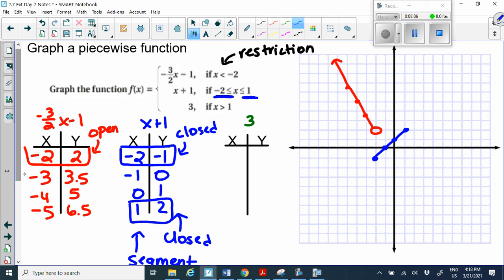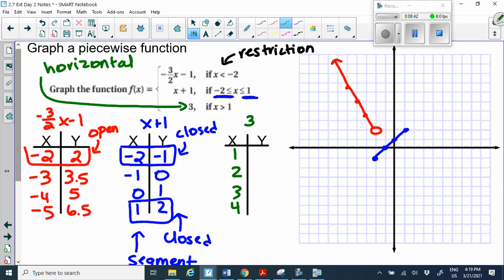Okay, so now our last one, we have 3. So remember, x is greater than 1. We start at the restriction, no matter if there is or is not an equal bar. Now, since x is greater than 1, is that saying we need numbers larger or smaller? Bigger. So we need 2, 3, and 4. Now, you might be wondering, well, how do we get the y's? I don't see any x's. Well, don't forget, when we just have a number that actually represents a horizontal line. So when we have a horizontal line, that means all the y values are exactly the same. So all of these are going to be 3's.